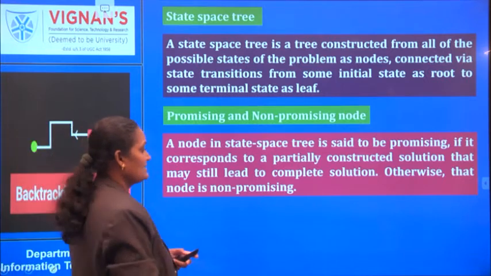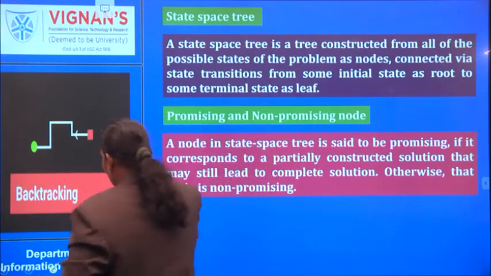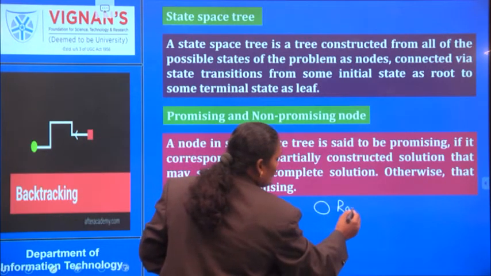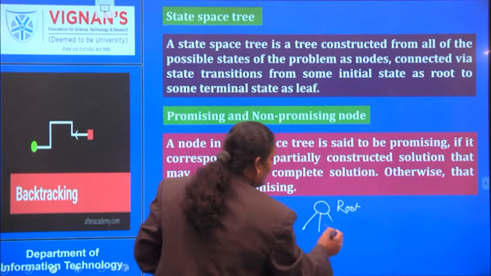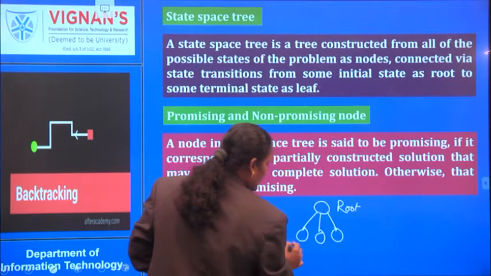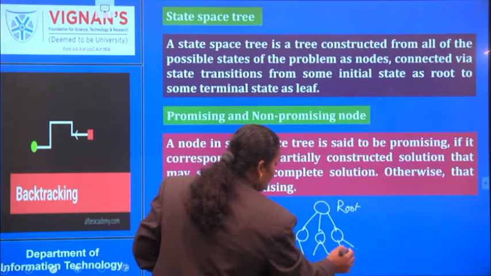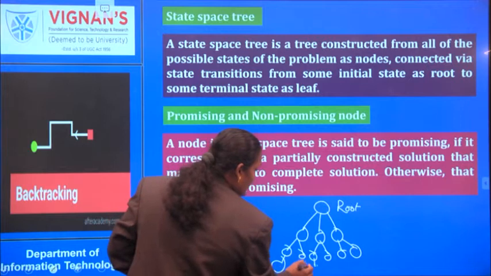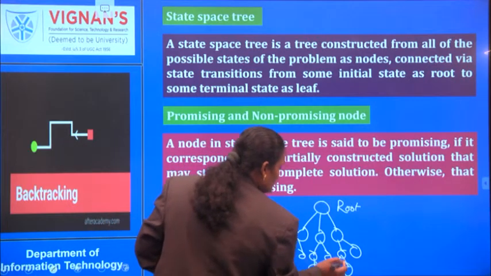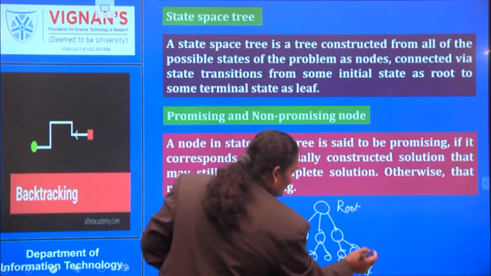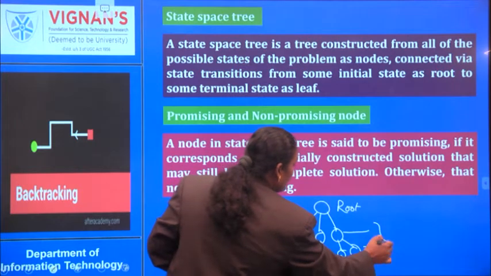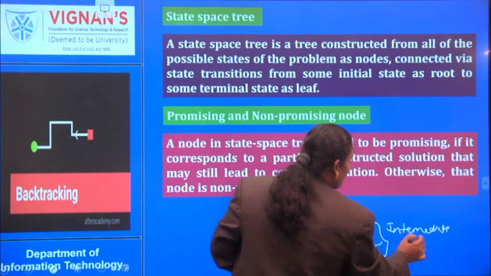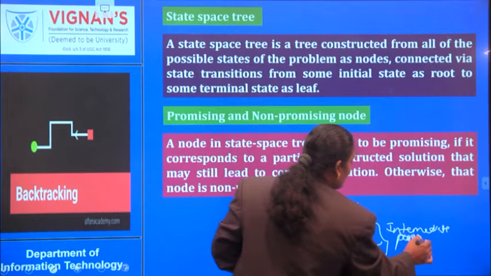That is, the state space tree starts at the root node and it moves towards getting the solutions, and it ends at some leaf nodes. So here these are the leaf nodes. All these intermediate nodes indicate the intermediate nodes which represent partial solutions.